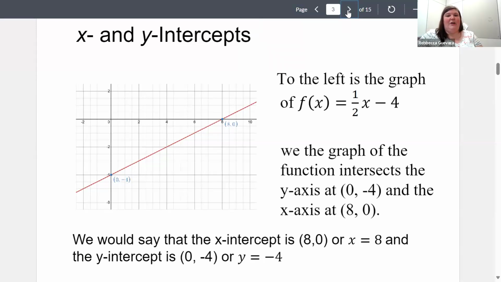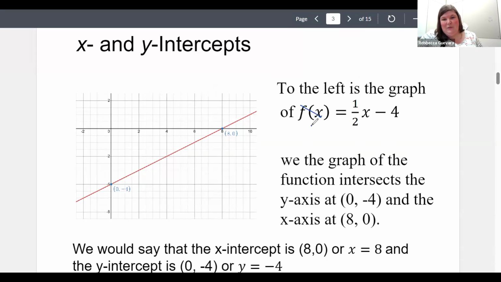So to the left, we have a graph of 1/2 x minus 4. And just a quick reminder again. You can think of this as just being a y, so y equals 1/2 x minus 4. So reminder, slope, that is your y-intercept. But if we graph the function, we see that we get your y-intercept. It's over here. It's a little hard to see, but that point is 0, -4.